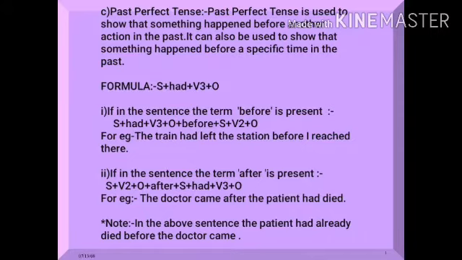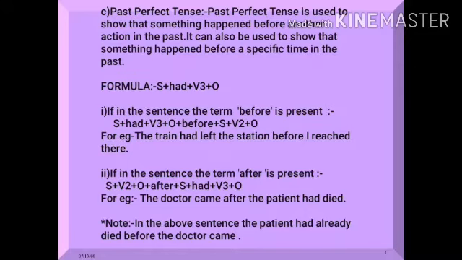Now if you see the example you will understand the formula. The train had left the station before I reached there. Here the train is the subject, then had according to the formula I have written, then left, it is the V3, then the station, it is the object, before I have written according to the formula, then the second subject I, then reached, it is the V2, then the object is there.